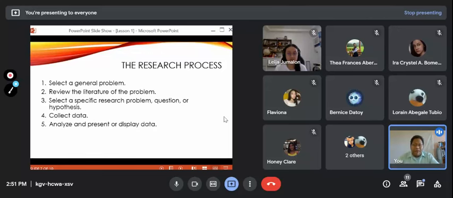After the data will have been collected, you proceed with its analysis and presentation or display. In the presentation and display of the data, you might want to use some tables, some graphics or some charts, some visuals, which would help facilitate the easy and better understanding of the information you have gathered.